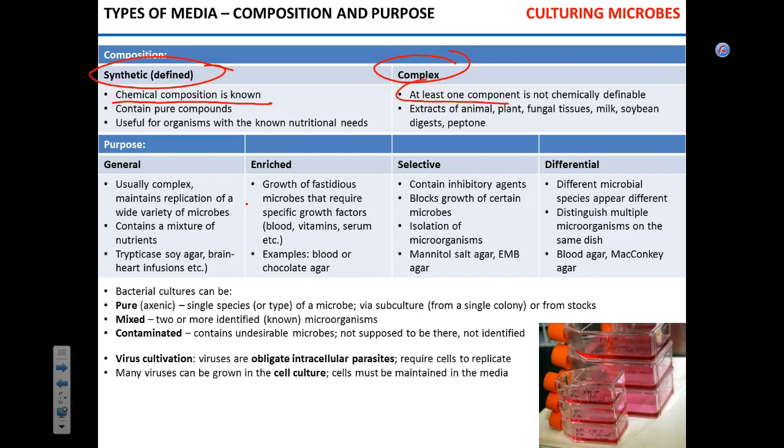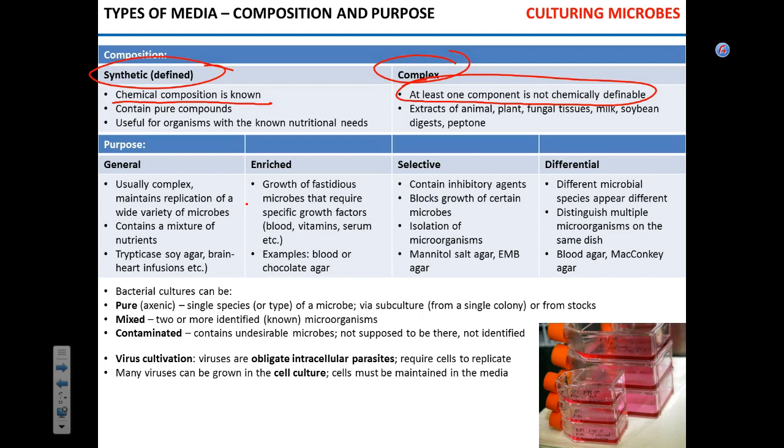In complex, it says at least one component is not chemically definable. What do we mean by that? Let's say you make a chicken stock. Do you know the exact chemical composition of chicken stock? No, you don't. Can you grow bacteria on chicken stock? Sure, absolutely. Okay? Does that make sense?